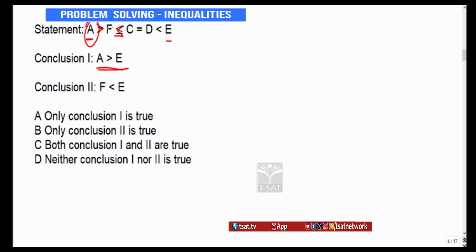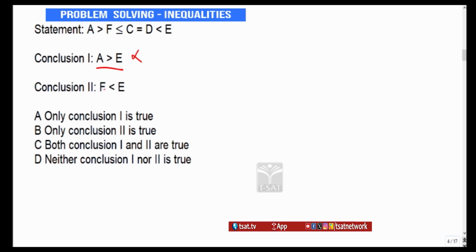So between A and E, you can see the opposite symbols. Here the greater than is given, here it is less than is given. When greater than and less than both are given, obviously this conclusion becomes wrong. Now let's see the second conclusion.